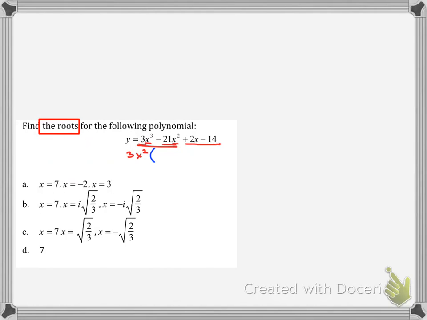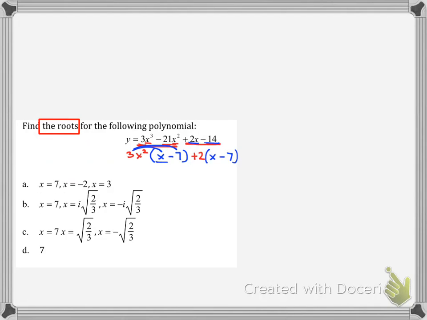And then what's left behind? What do I need to multiply 3x squared by to end up with 3x to the third? It will be x. And what do I need to multiply 3x squared by to end up with negative 21x squared? It will be negative 7. On the second one, what can I factor out of the 2 and the 14? I can factor out a positive 2. And what's left behind? What do I need to multiply 2 by to end up with 2x? It will be x. And to end up with negative 14, it will be negative 7.